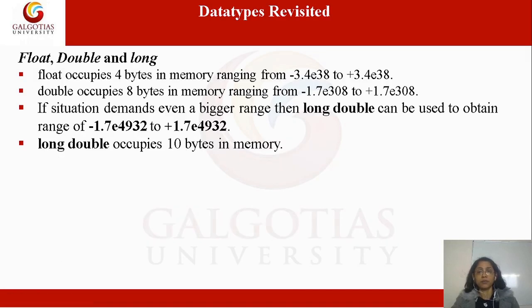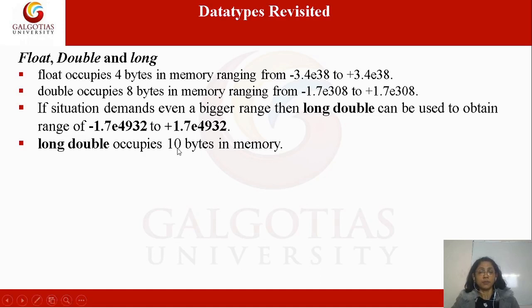So as far as float, double, and long double data types are concerned, float always occupies 4 bytes in memory, ranging from minus 3.4 e to the power 38 to 3.4 e to the power 38. Double occupies 8 bytes in memory, which ranges from minus 1.7 e to the power 308 to plus 1.7 e to the power 308.